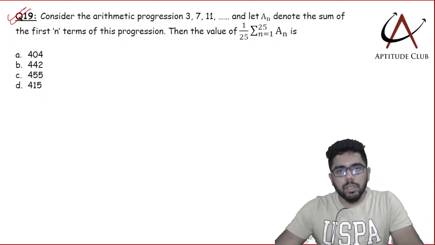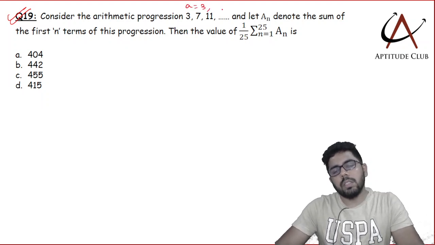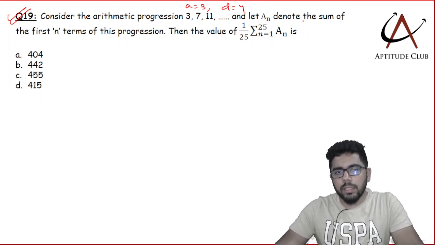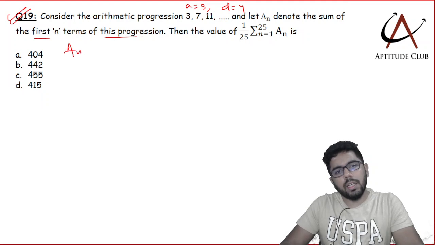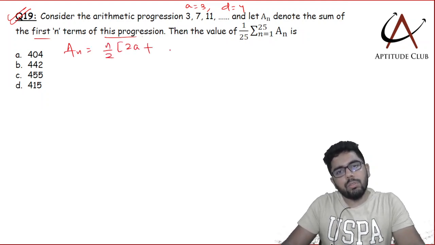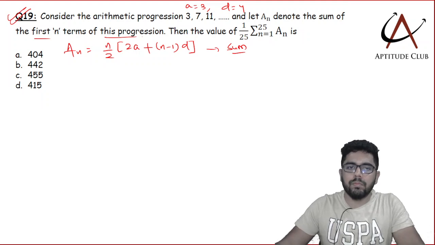Now this is a good question. Consider the arithmetic progression 3, 7, 11 and so on. So the first term here is 3 and the common difference is 4. An is the sum of the first n terms of this progression. So can I write An is like n by 2 whole into 2a plus n minus 1 into d. This is the formula for sum.